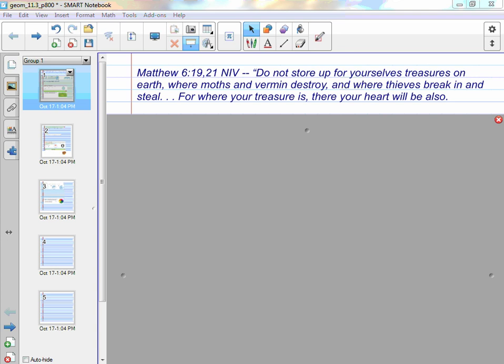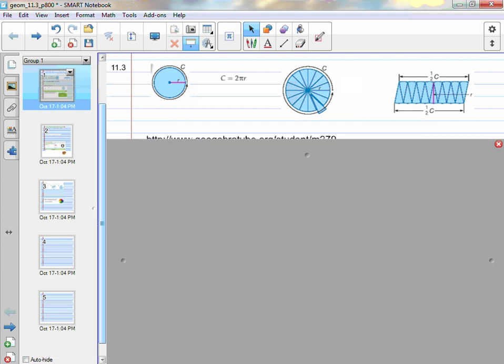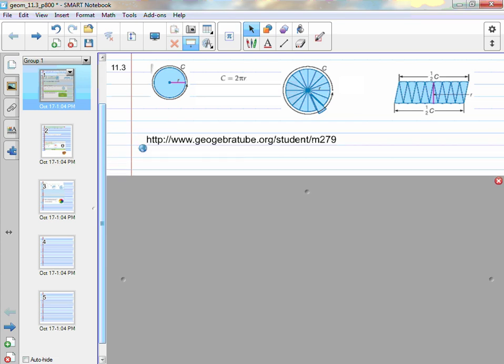It's recording. All right. We are on section 3, chapter 11, section 3. We are going to be looking at the development of the formula for the area of the circle. And we are going to use some formulas that we have learned before. The circumference of a circle can be found as 2 times pi times the radius.